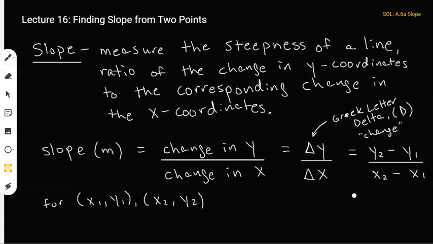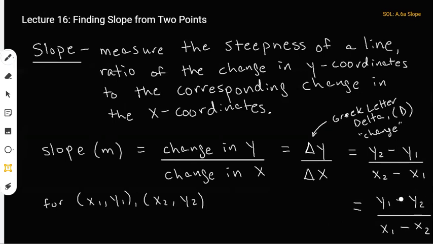We can also write this formula with the 1s coming first. You could also say y1 minus y2. So you can change the order at the top. That's fine, as long as you change the order at the bottom so it goes the same way. So at the bottom, you're going to have x1 minus x2. So just as long as the order is consistent, that's all you need to know.